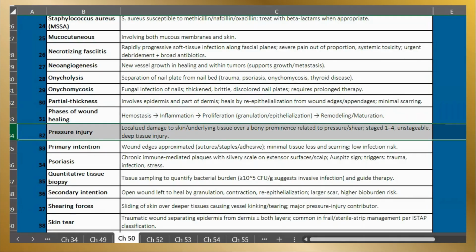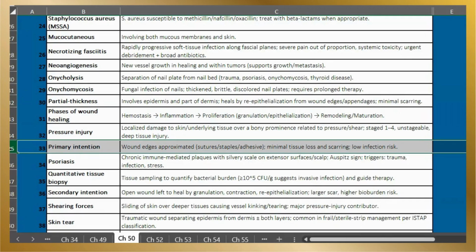Pressure injury, localized damage to skin and underlying tissue over a bony prominence, related to pressure and shear, stage 1 to 4, unstageable, deep tissue injuries. So pressure over prominences with stages.